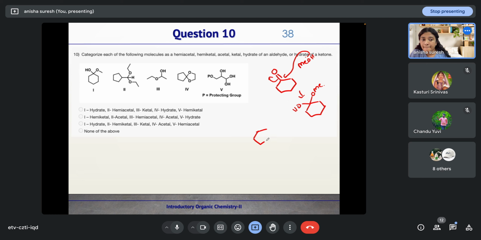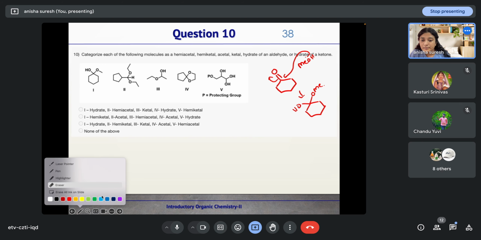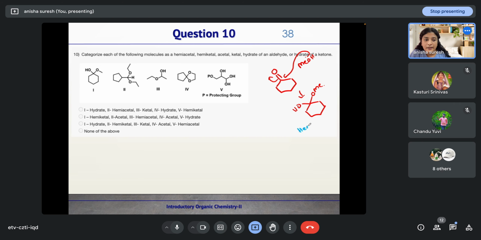And here, this is a hemiketal. And next, this is a starting aldehyde.